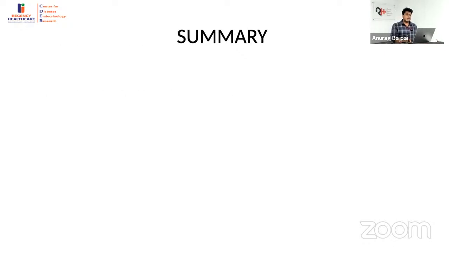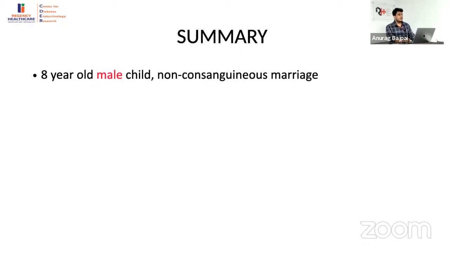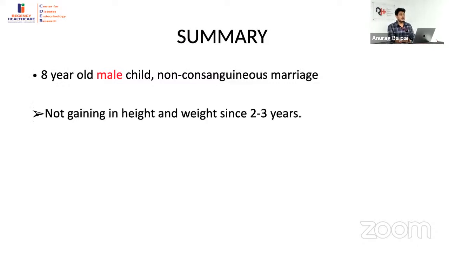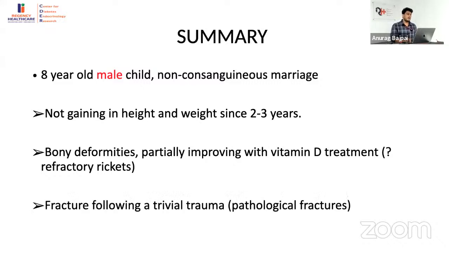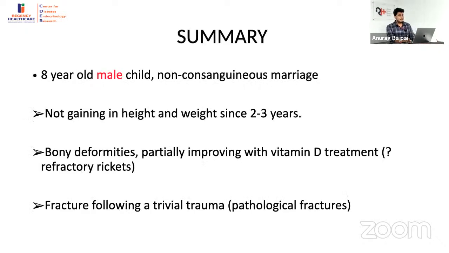Now we have the summary of an 8-year-old male child who was born out of a non-consanguineous marriage, not gaining in height and weight for 2 years, and he had bony deformities which were partially improving with vitamin D treatment, which is most likely refractory rickets. He also had a fracture following a trivial trauma, which was basically pathological. So what is your impression now at this moment?